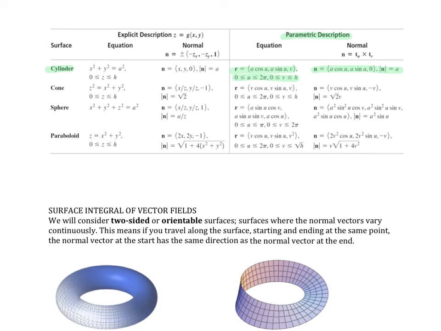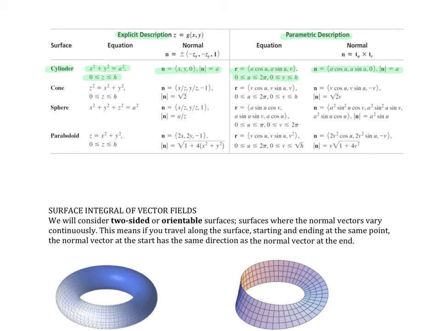And with that parametric description goes an explicit description. In this case, we have x in cylindrical form. We'd have x squared plus y squared is equal to a squared. Z is going to go from 0 to h. And we also have what our normal vectors would look like. So if you look at this little table, you have your parametric description and then the corresponding explicit descriptions.